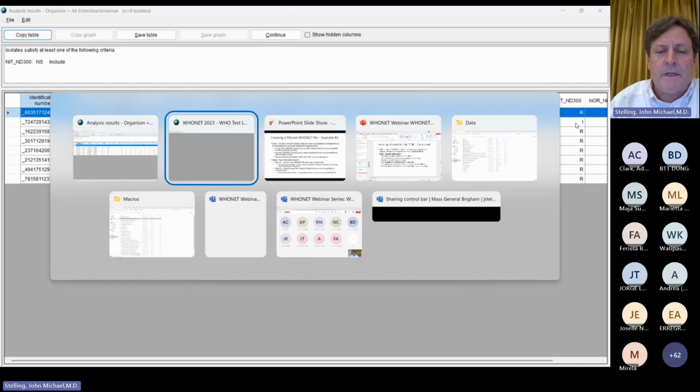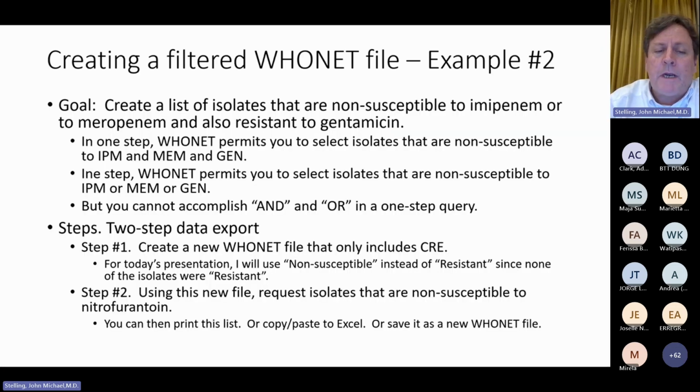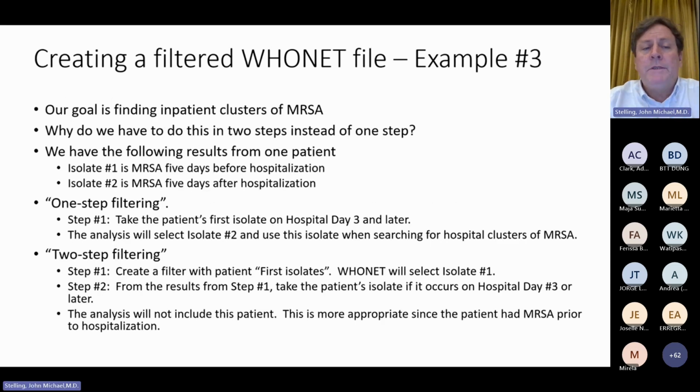So let me go back to the slide. So this is an example where I was not able to export this as one step. I had to do two steps. Step number one, make CRE file. Step number two, analyze the CRE file and just look for gentamicin or nitrofurantoin non-susceptible. So that's a different example where I'm taking a large WHONET file and I'm making a series of smaller WHONET files. And now I'm going to number 3.